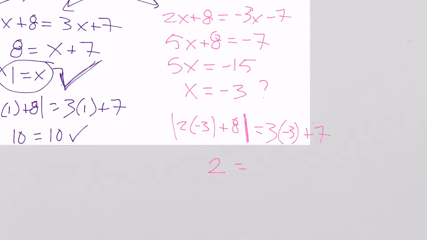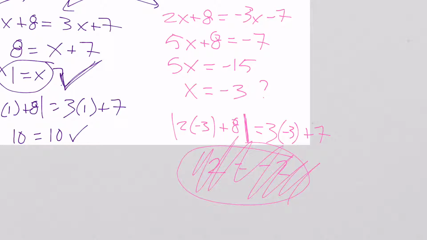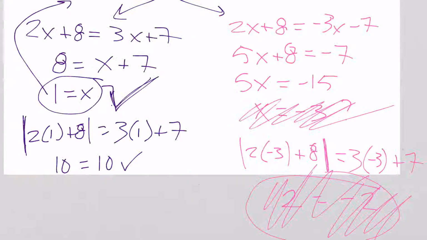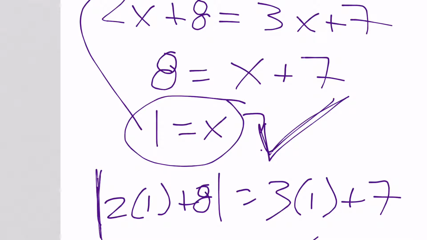Equals 3 times negative 3 is negative 9. Negative 9 plus 7 is negative 2. 2 does not equal negative 2. That is nothing but a bunch of poo. So cross that off. That means x equals negative 3 is extraneous. It is not a solution. The only solution is 1.